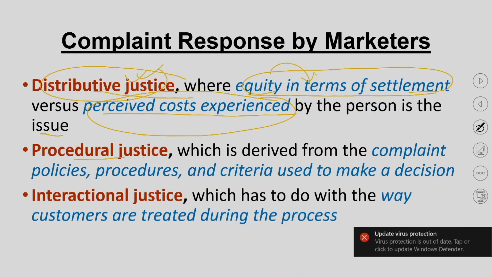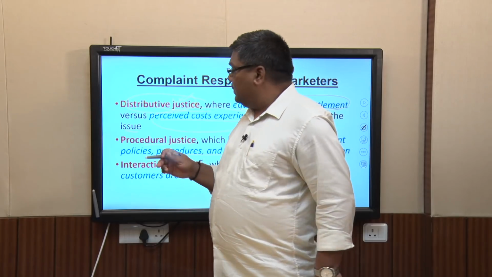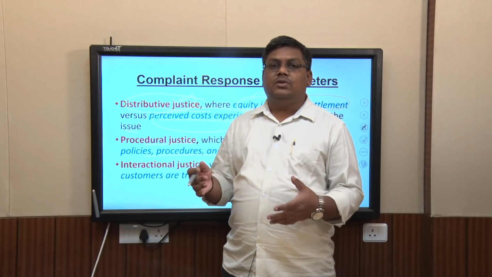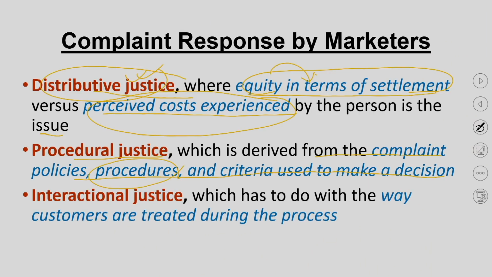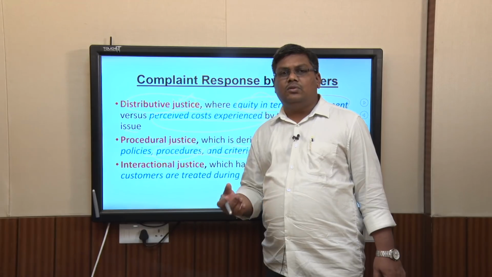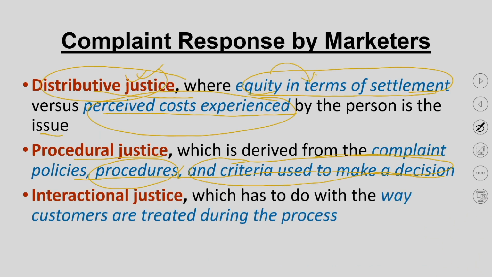Then you have procedural justice. What is procedural justice? It is derived when the complaint policies, procedures and criteria used to make a decision are fair. So, when a company shows you the policies of how you make the complaint, the procedures of making the complaint, how they are hearing the complaint, and the criteria used for making the decision on your complaint, and that is something they can show you as worthy, this is called procedural justice. So, sometimes consumers just want procedural justice, and at times there is something called interactional justice.